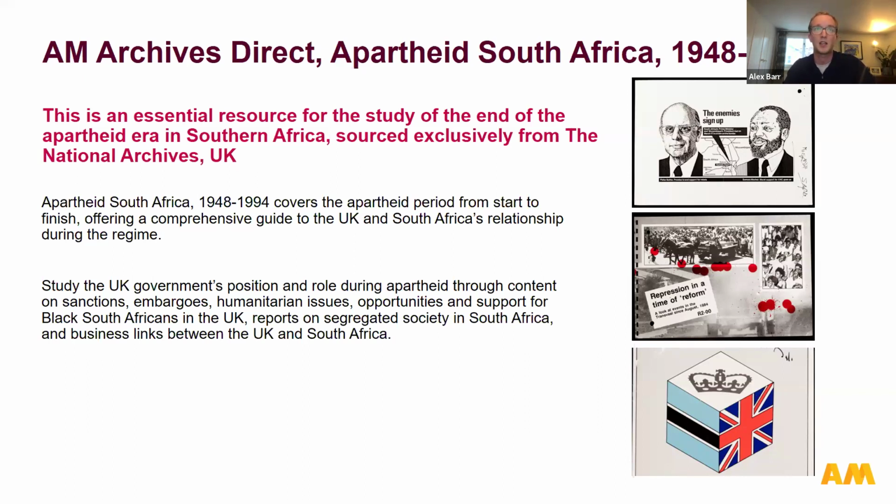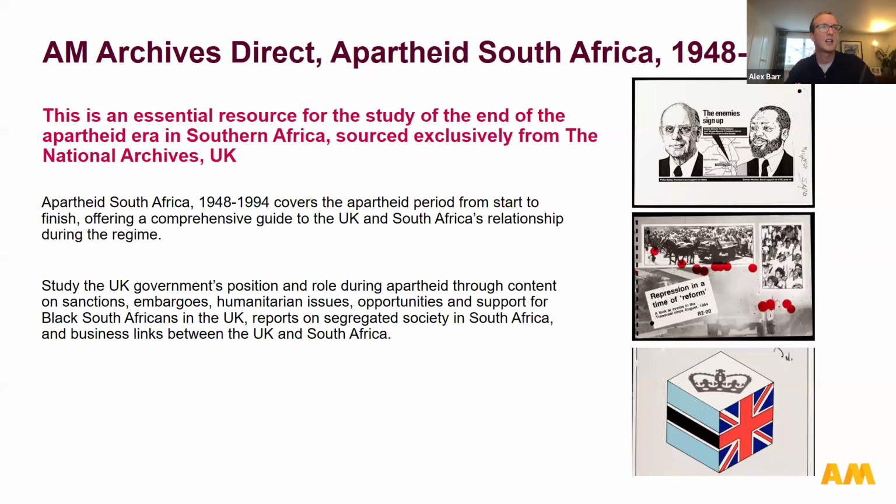It was first published in 3 sections between 2014 and 2015. And these first 3 sections covered the years from the election of the National Party and the initial implementation of apartheid policies in 1948 through to 1980. And after that very long hiatus since 2015, we're now returning to the collection to expand it with 2 new sections to bring that date range through to the end of apartheid in 1994. So making the collection a really comprehensive look at the apartheid period from start to finish.